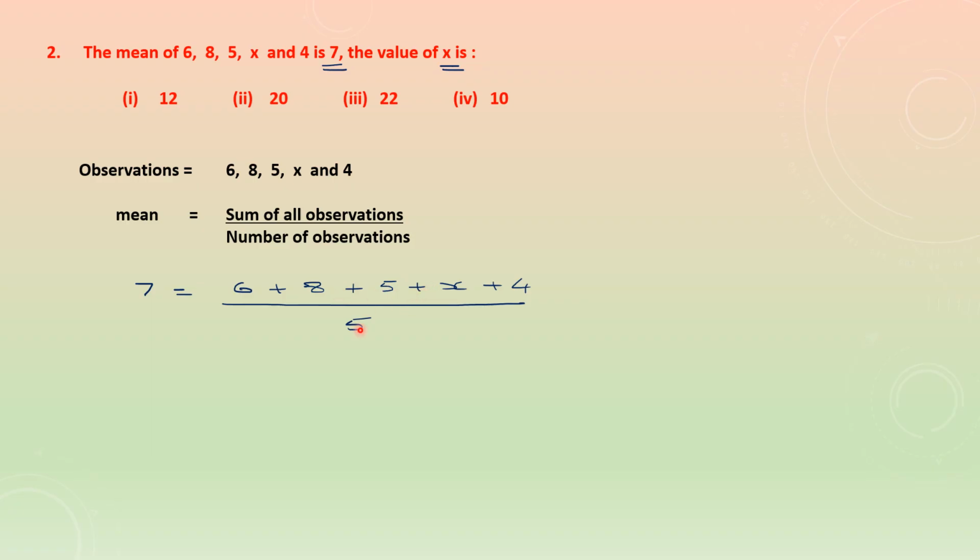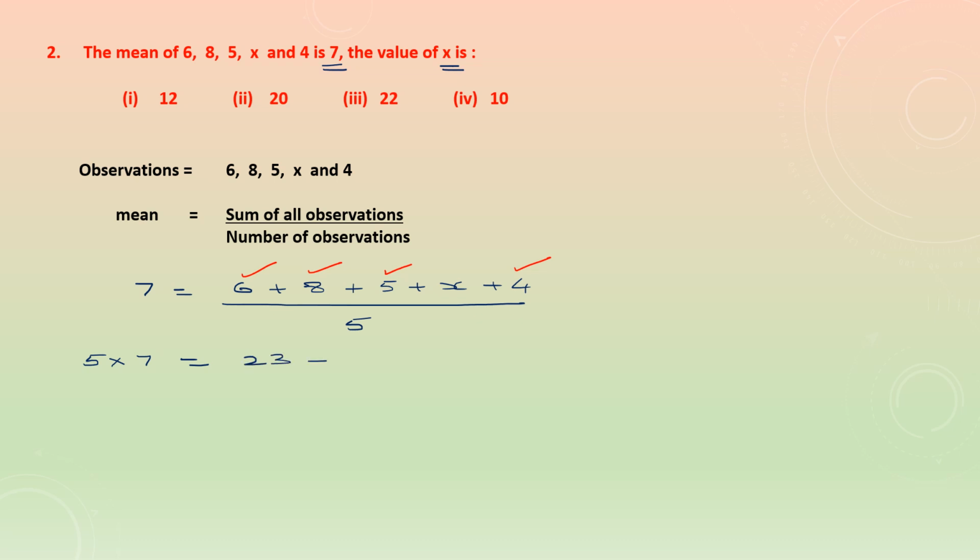x. So first thing we'll do is move this 5 to the other side. When 5 goes to the other side, it becomes multiplication, 5 into 7. So that will be 5 into 7 is equal to, now let's add up all these: 6 plus 8 is 14. 14 plus 5 is 19. 19 plus 4 is 23. So that is 23 plus x.